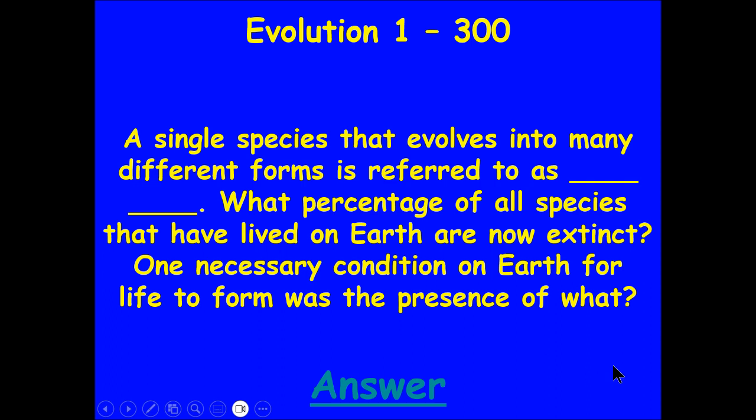A single species that evolves into many different forms is referred to as a blank blank or as blank blank. What's that process called? The percentage of all species that have lived on Earth that are now extinct is about what? One necessary condition for life on Earth, for life to form, was the presence of what? Answers coming in 5, 4, 3, 2, and 1.